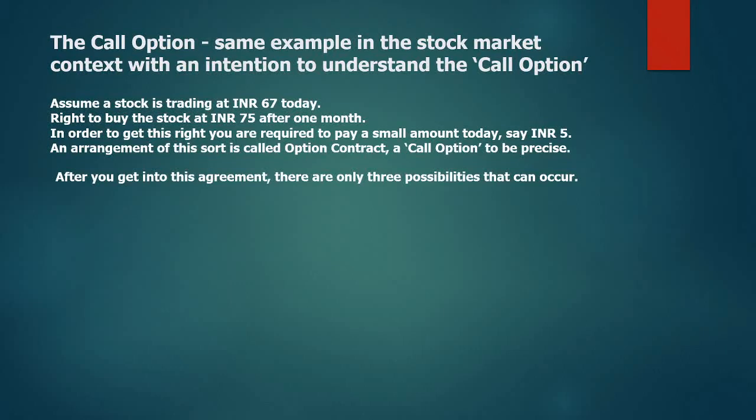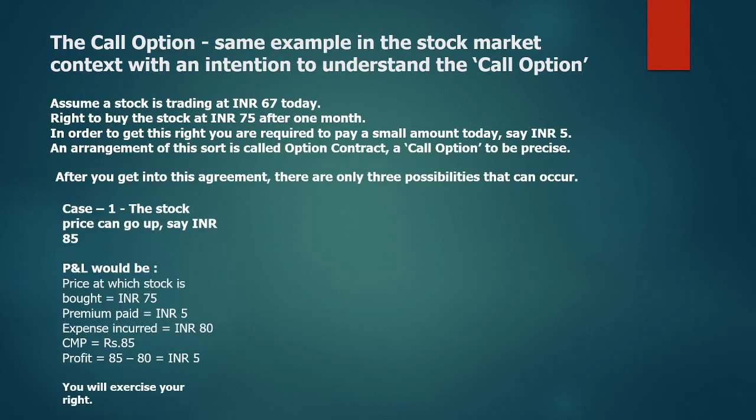After you get into the agreement as a call option buyer, there are only three possibilities that can occur. Case 1, the stock price goes up, say to 85. In that case, what will be your profit? The price at which the stock is bought is 75, because you have entered into the right to buy the stock at 75 after 1 month, for which you have made a payment of 5 rupees. So if the stock price increases to 85, you will exercise your right and tell the option seller to give you the stock at 75.